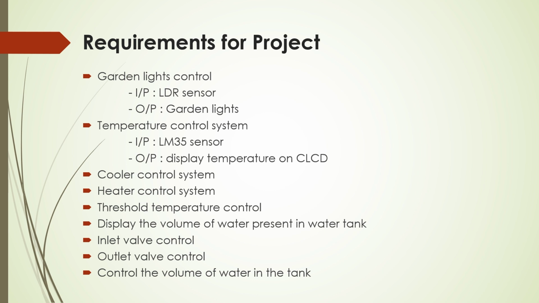And finally, coming to our main project, IoT based home automation. The requirements in this project are garden lights control, temperature control, cooler control system, heater control system, threshold temperature control, displaying the volume of water present in the water tank, inlet valve control, outlet valve control, controlling the volume of water in the tank.